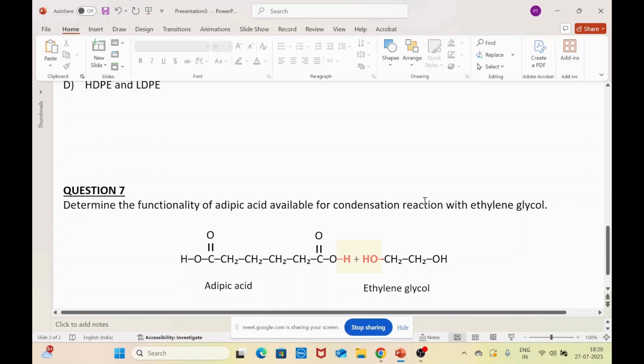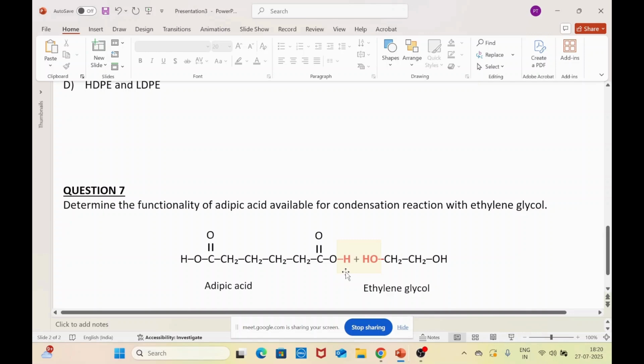I think it's a very trivial question, because it has two carboxylic acid groups, and I'm representing only one particular repeating unit. The two monomers react with each other, and then they form one repeating unit which is going to get repeated.